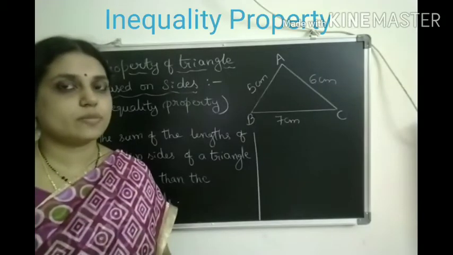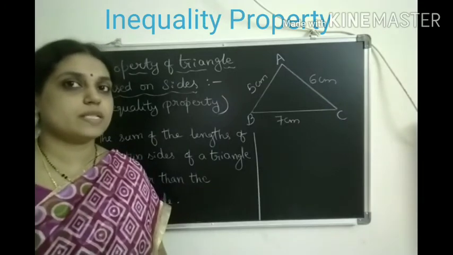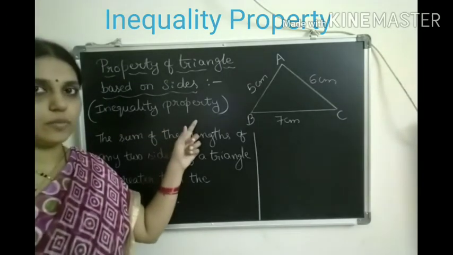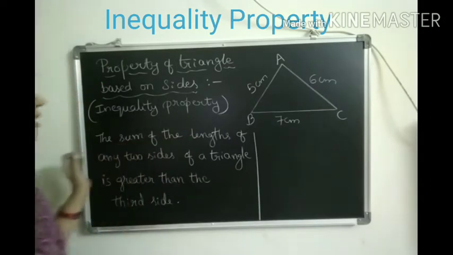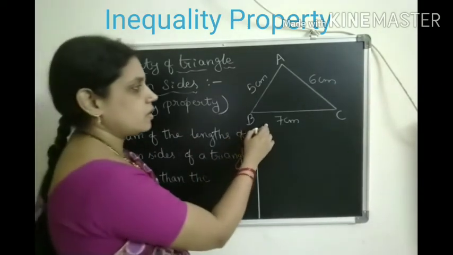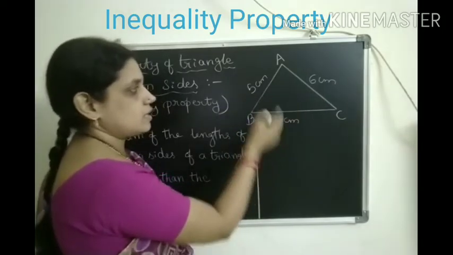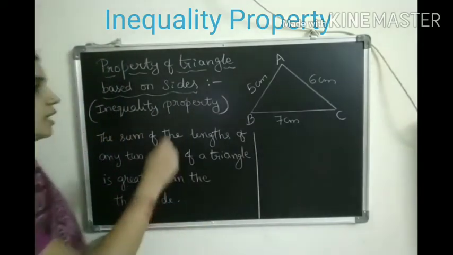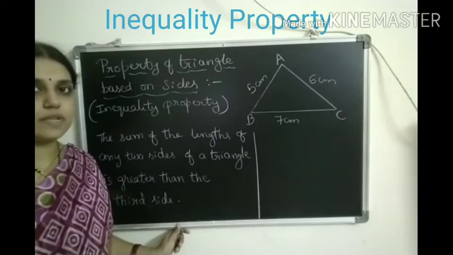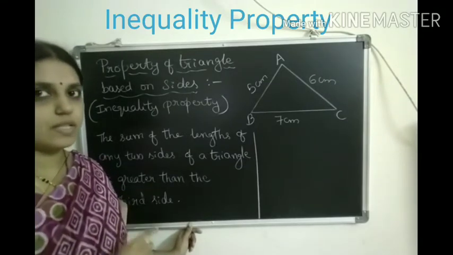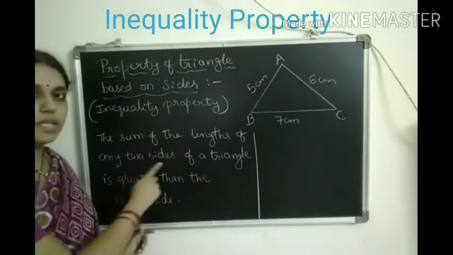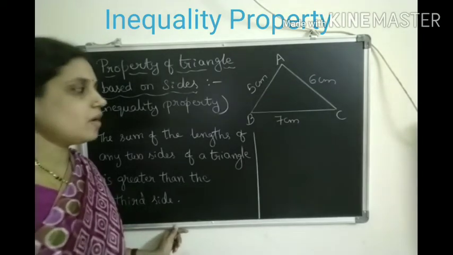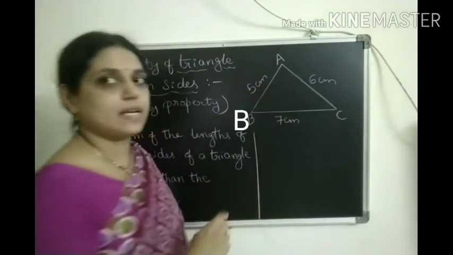Now let us learn the next property of a triangle, that is a property based on the sides of the triangle. That is also called the inequality property. Inequality property means this is based on the sides. Here is a rough sketch of a triangle I have drawn, and I have written the lengths of the sides also: 5 centimeters, 6 centimeters, 7 centimeters. Now here, what is the inequality property? Actually we have two properties. The first one is the sum of the lengths of any two sides of a triangle is greater than the third side. The sum of the lengths of any two sides is greater than the third side.